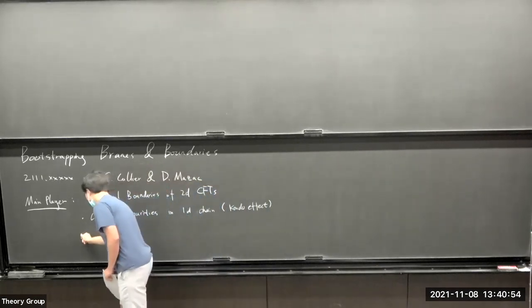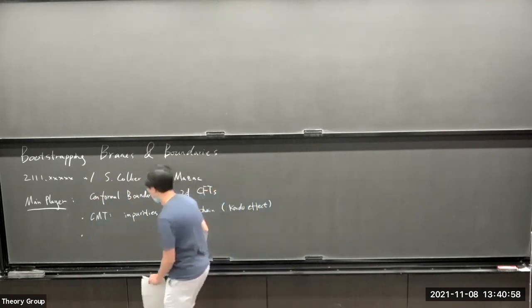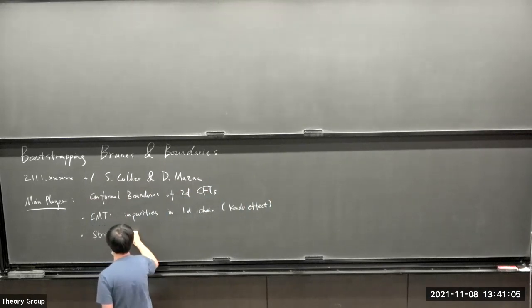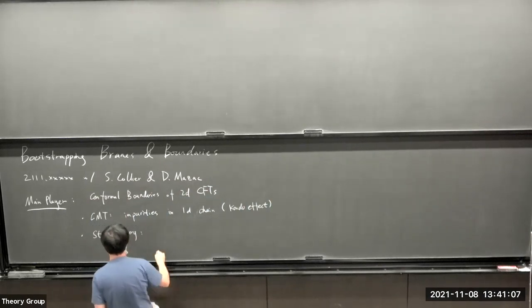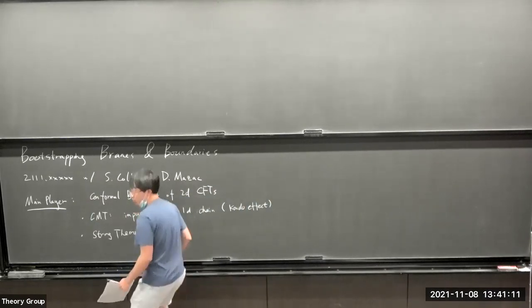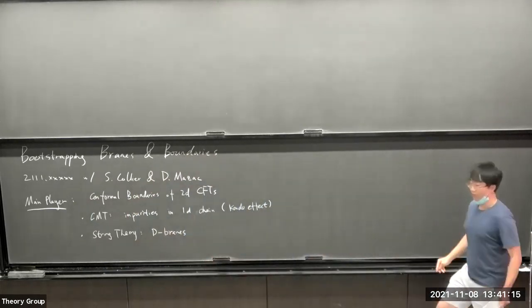These conformal boundaries also play an important role in string theory. They describe D-branes from the worldsheet perspective, through boundary conditions of your worldsheet CFT. And as we know, D-branes are very important objects in string theory for the well-definedness of the theory at a non-perturbative level.